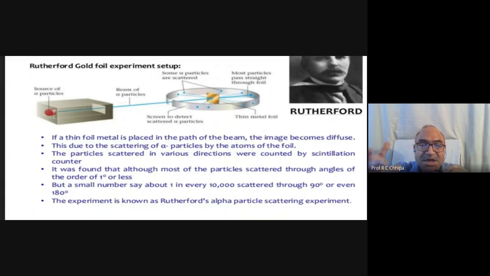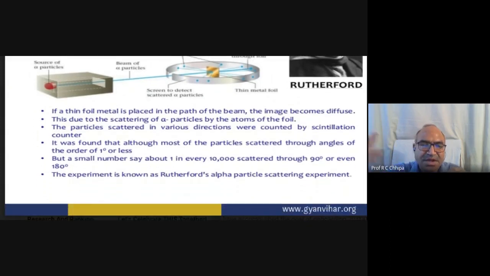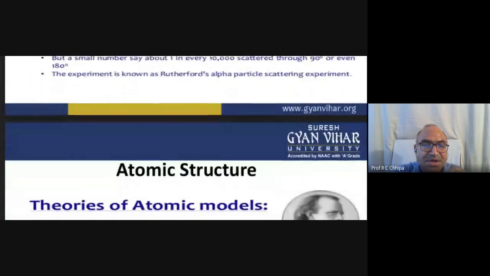Rutherford did the experiment, and it was found that although most of the particles are scattered through angles of the order of 1 degree or less, a small number, about 1 in every 10,000, is scattered through 90 degrees or over. This experiment is known as Rutherford's alpha particle scattering experiment. So alpha particles are scattered in this particular model.